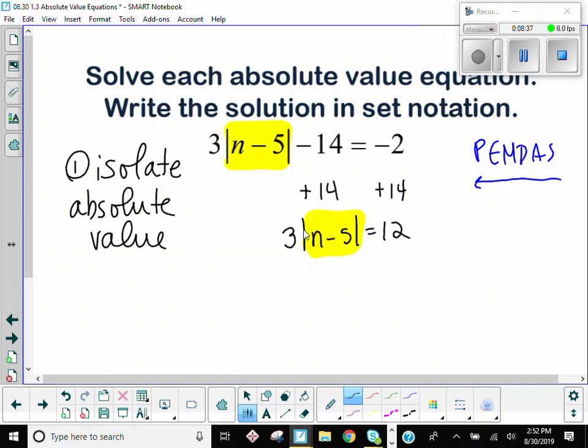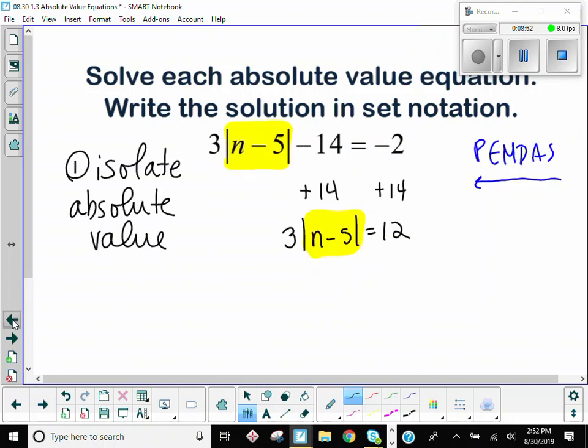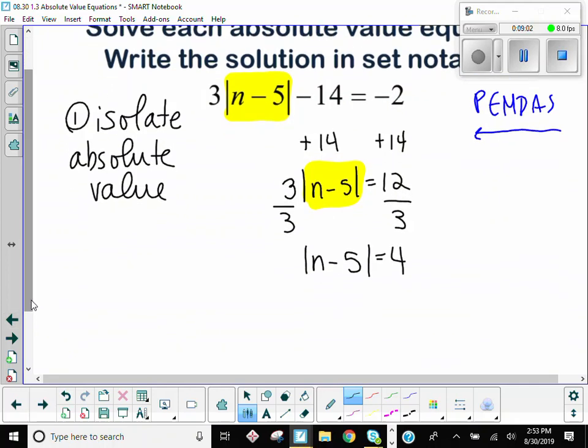Undoing times 3. Now, sometimes here people want to distribute. Absolute value does not follow the properties of the distributive property. So don't do that here. Remember, you're trying to isolate it, get it by itself. So it's easier and better to divide by 3 here. So absolute value of n minus 5 is 4.